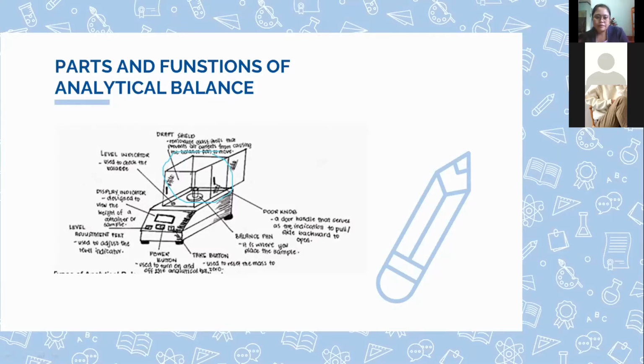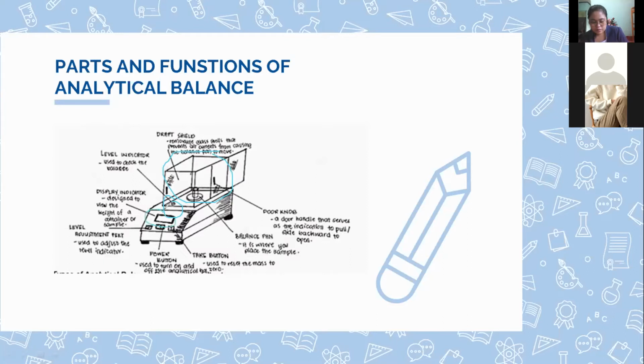Ito yung parang nagsisilbing barrier niya from the outside environment. So pine-prevent niya na makapasok yung air kasi yung air is nagko-cause ng sensitive change sa weight. So next is the level indicator. The level indicator is used to check the balance level.